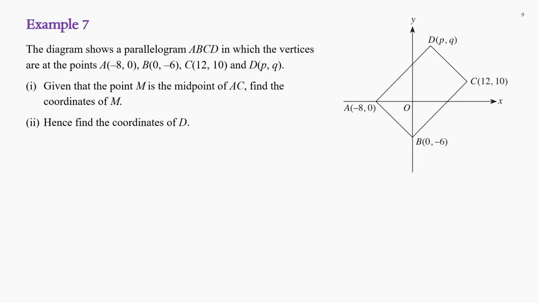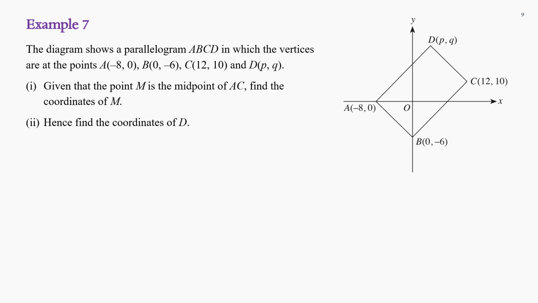Right, so let's look at example 7. We're given a parallelogram with the vertices, points A, B, C, and D, and you're given the point M, which is the midpoint of AC. So we are asked to find these coordinates first. And then in part 2, we are asked to find the coordinates of D. So this is where we apply the midpoint formula.